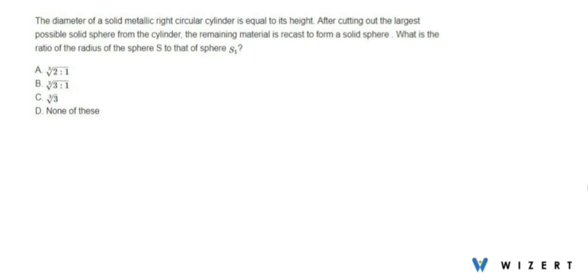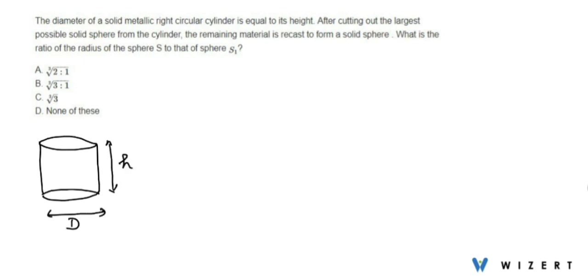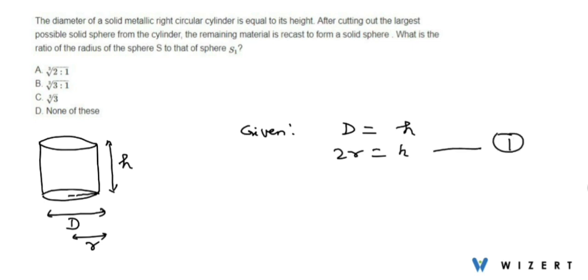So let's say if this is a right circular cylinder having this diameter equal to this height. So it is given that diameter is equal to height, and we know that diameter is nothing but twice of this radius r. So from here we get a relation 2r is equal to h. Let this be first equation.